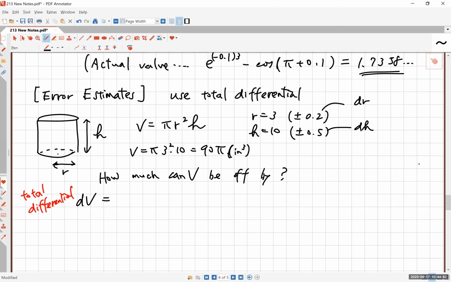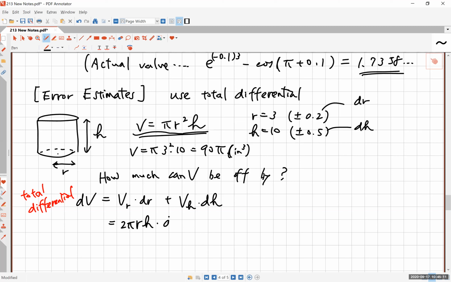This is called error estimate, is the partial of V with respect to R times dr plus the partial of V with respect to H times dH. Right? I mean, that's what the differential is. And the total differential actually estimates the error in these situations. All right, so what's the partial of V with respect to R? Okay, that's 2 pi RH.